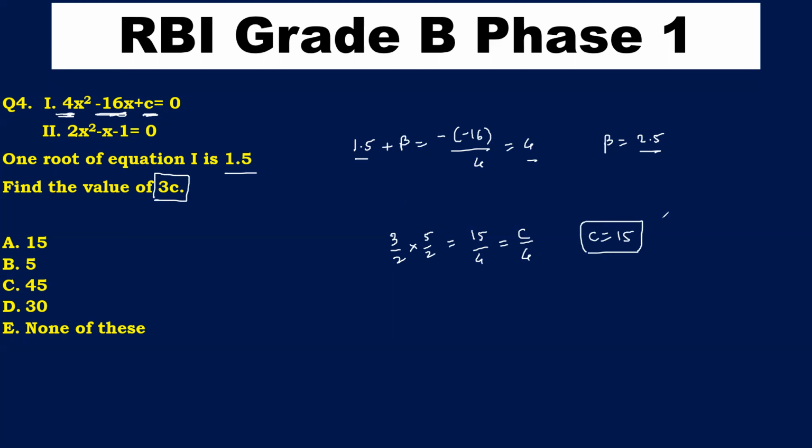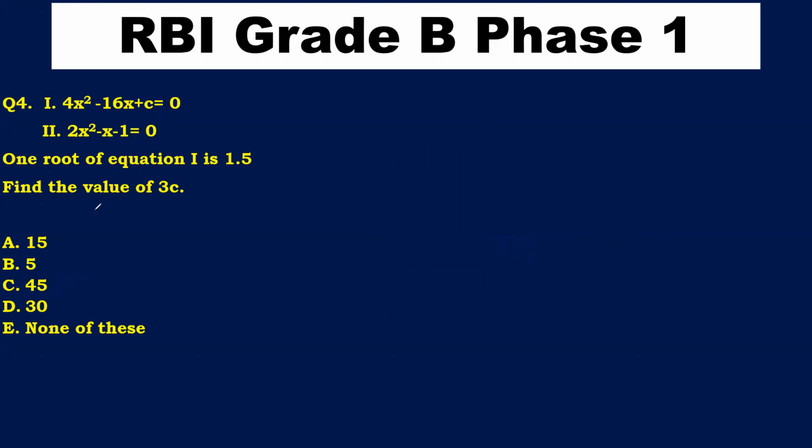Find the value of 3c. So 3c will be 15 into 3. That is 45. So it's just about sum and product of roots. Let's see one more.